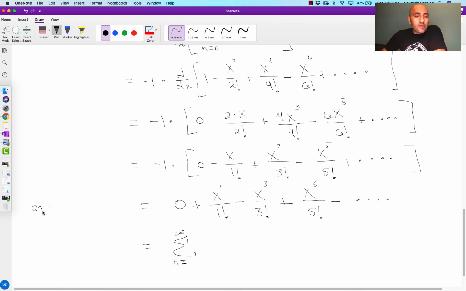As we said earlier, 2n is always going to be all the even numbers, right? As n goes from 1 and 2 and 3 and 4, 2n is then going to be equal to, when n is equal to 1, that's going to be a 2. When n is equal to 2, that's going to be a 4, then a 6, then an 8, and so on and so forth. When n is equal to 0, we can start off at 0.